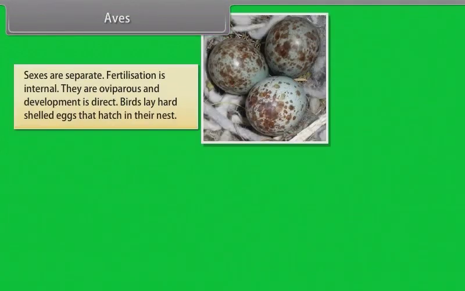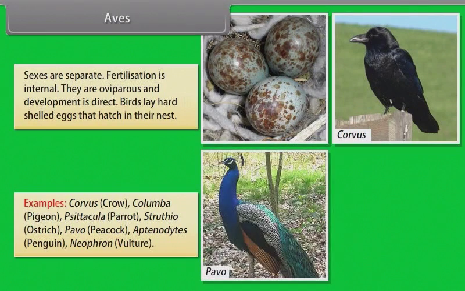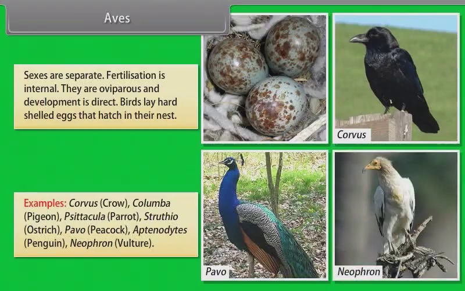Sexes are separate. Fertilization is internal. They are oviparous and development is direct. Birds lay hard-shelled eggs that hatch in their nest. Examples: Corvus, crow; Columba, pigeon; Psittacula, parrot; Struthio, ostrich; Pavo, peacock; Aptenodytes, penguin; Neophron, vulture.